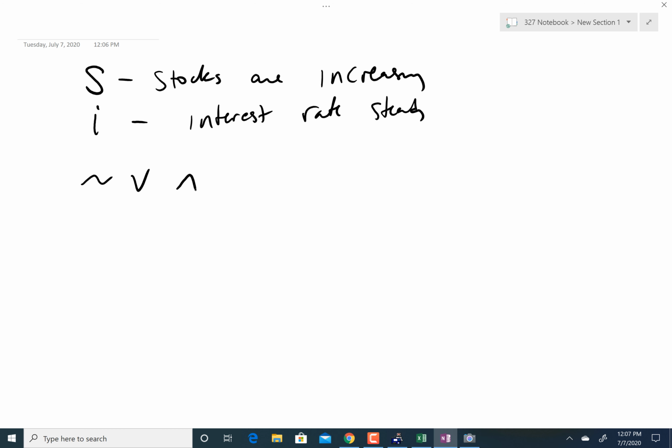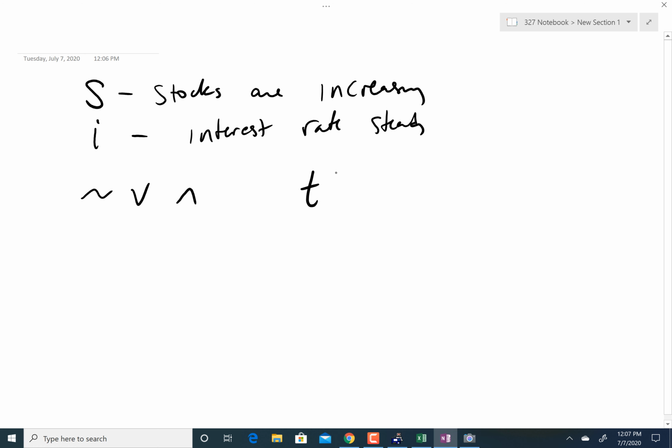Now, in logic, but can be referred to as and. So, stocks are increasing, that's S, and interest rates are steady. Neither are stocks increasing, so not S, nor interest rates steady. And what do I mean by that? Well, the nor is another fancy way of saying and. Neither this nor that. So neither one of those things is happening. Just be aware of that.